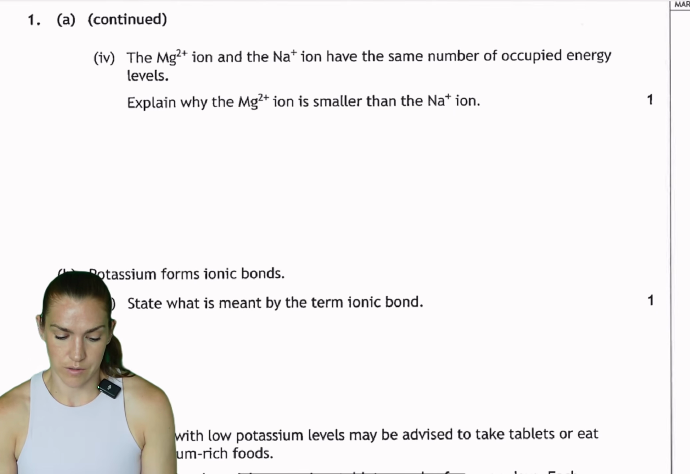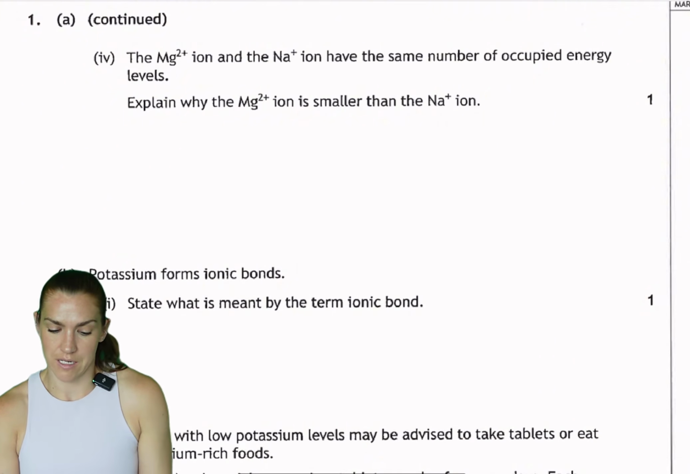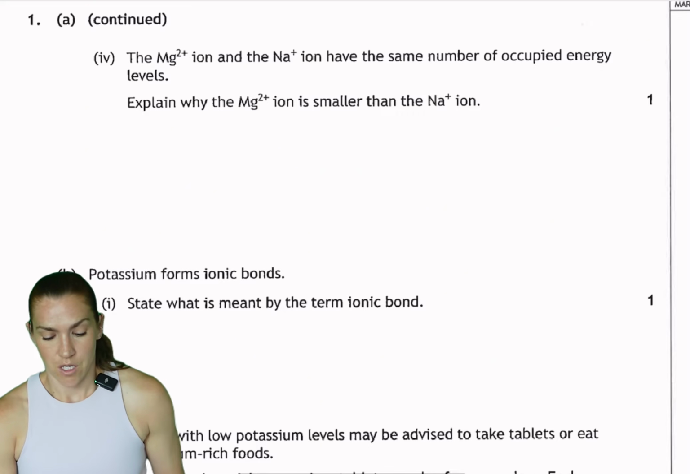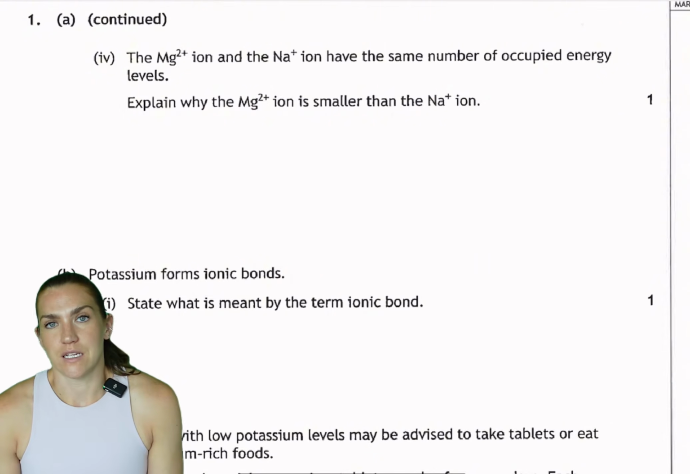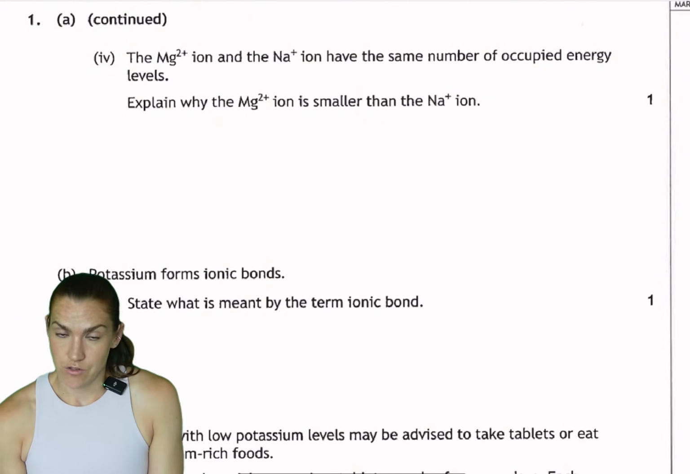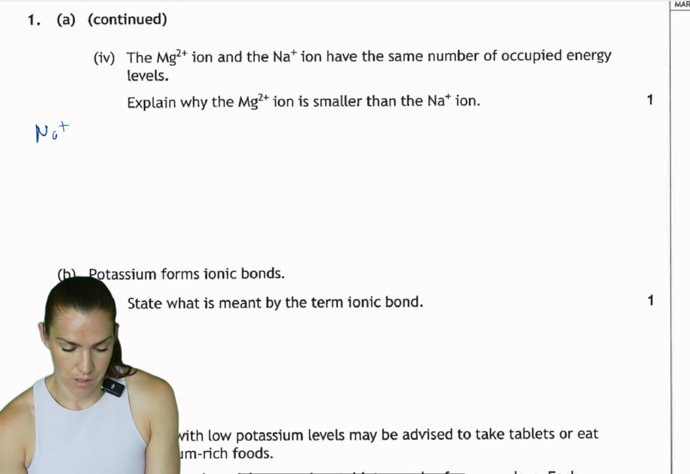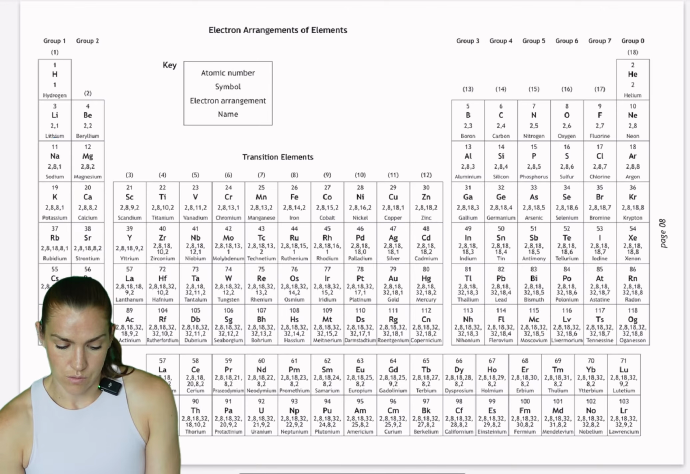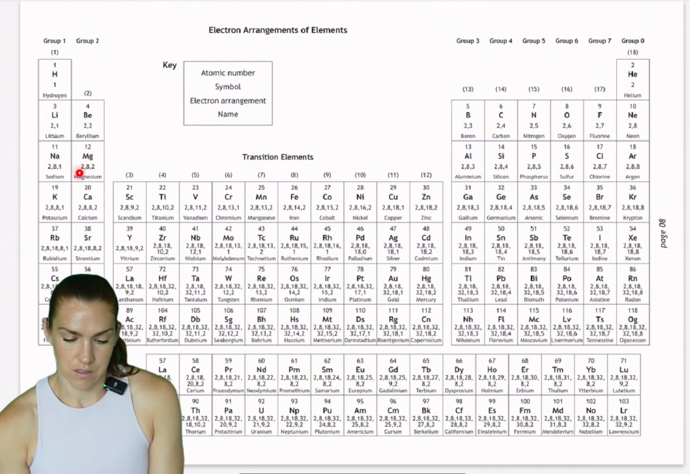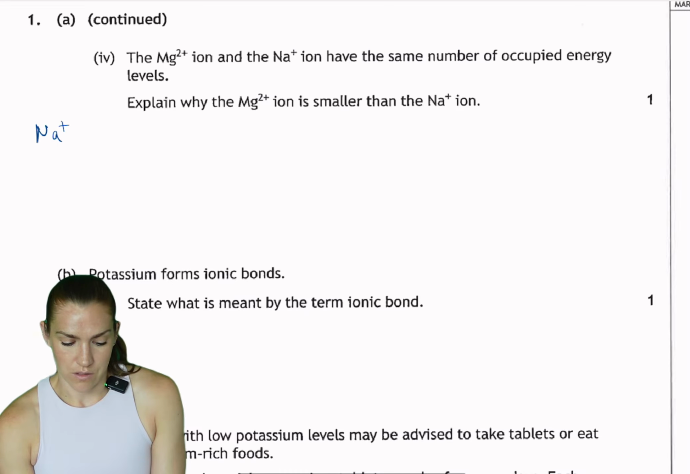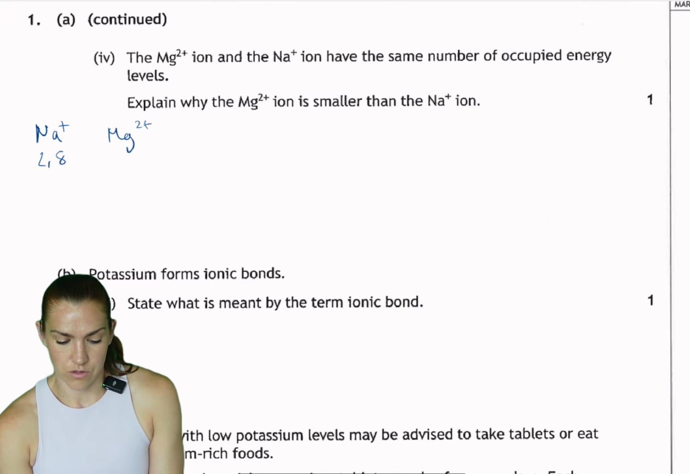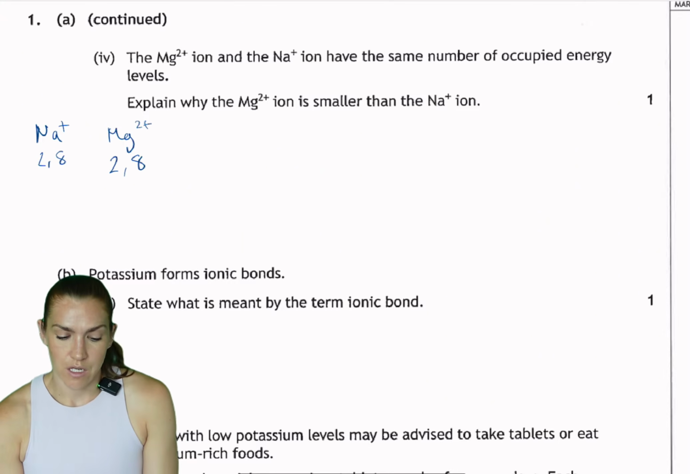So then part 4: the Mg2+ ion and the Na+ ion have the same number of occupied energy levels. Explain why the Mg2+ ion is smaller than the Na+ ion. So again, when you're comparing sizes of things, it's a good idea to write down the electron arrangements. So for the sodium ion, its electron arrangement will be 2,8. The magnesium ion will also be 2,8. So they both have the same number of occupied shells, which means that the number of electron shells is not what's causing the difference in size, so it must be something else.